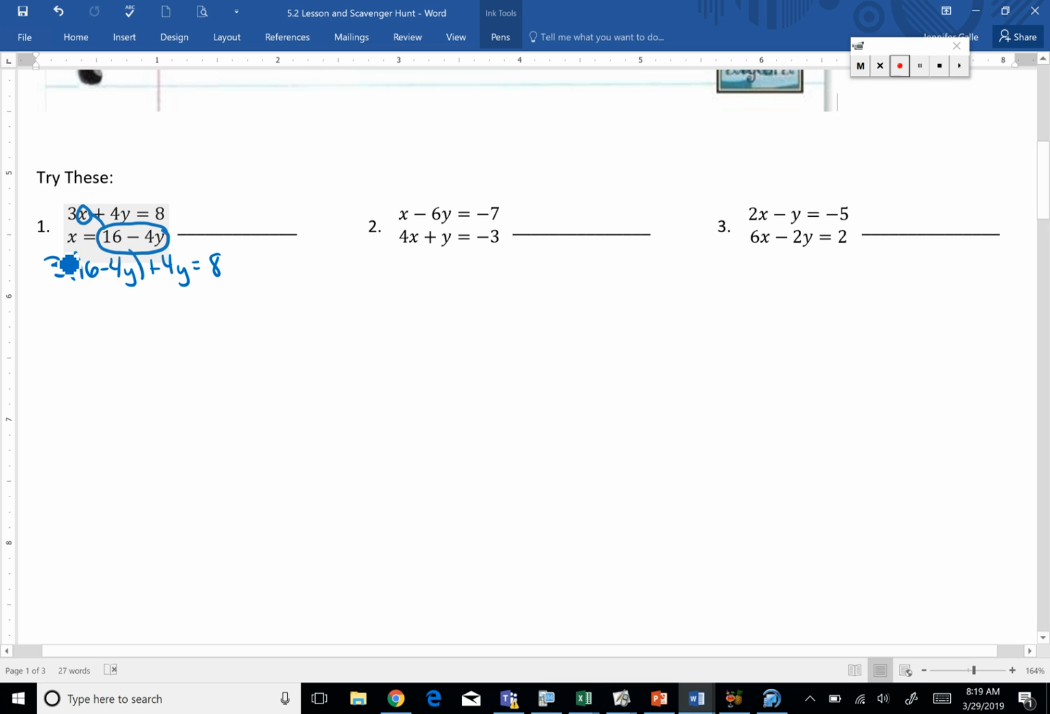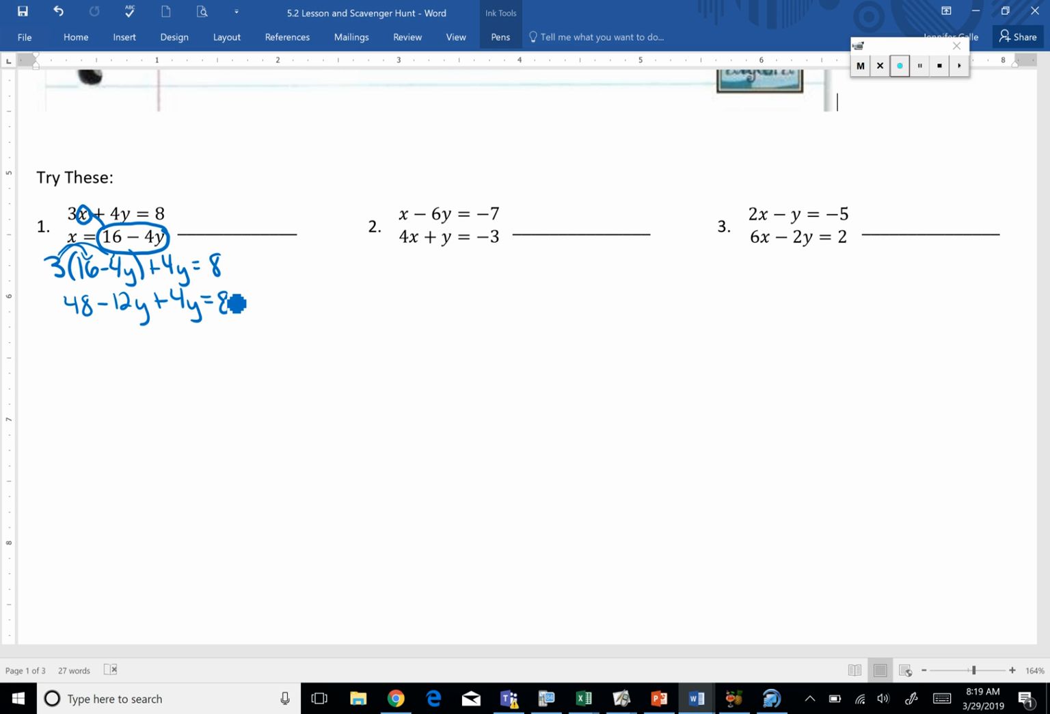So from here, we have to recall, we need to distribute first. So we get 48 minus 12y, and then we still have plus 4y equals 8. So after you substitute in, now we're just down to one variable. Now we're just solving an equation. It's a multi-step equation, but it's just an equation we're solving.